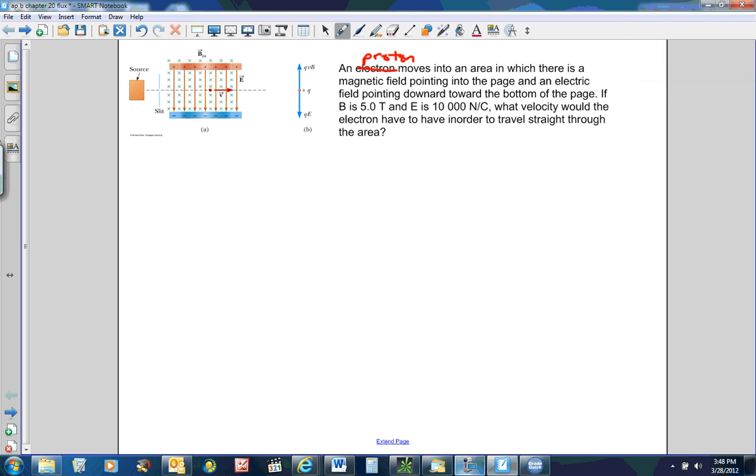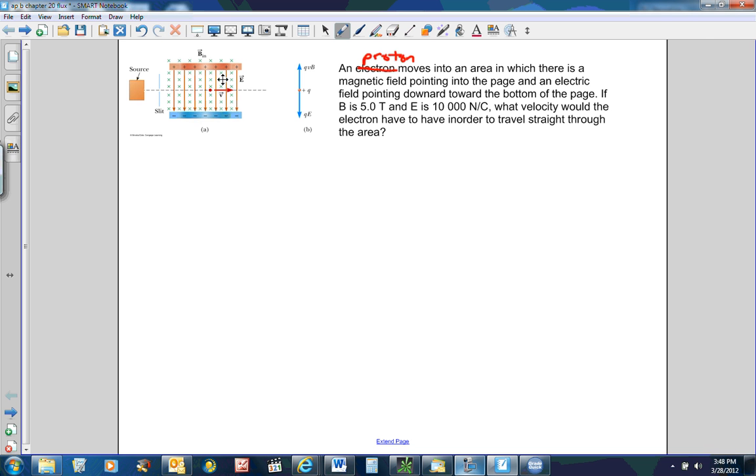So I'm back, and I actually changed it to proton. For it to work with an electron, I think I'd have to have the electric field upward for it to work. Would that be right? Yep. So we're going to change this to proton so it'll work out.